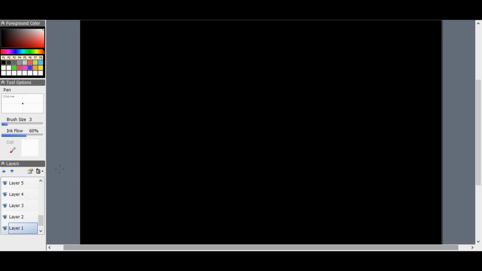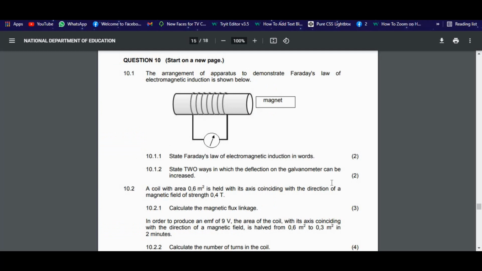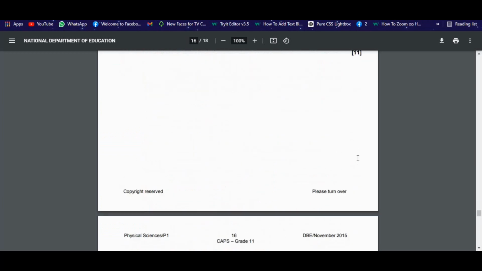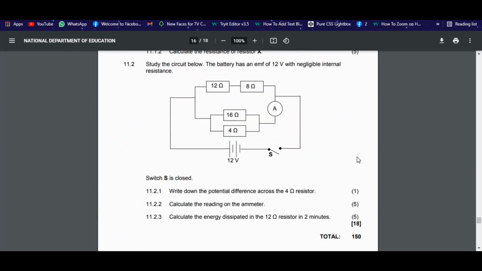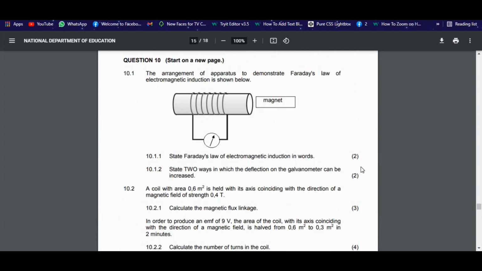Okay, so I'm just going to get the physical science grade 11 paper open here, in a new tab. Let's have a look at question 10 first, which is electromagnetism, and then we'll move straight on into the electric circuit question, which is just at the bottom, and that'll be the end of the paper. So we cover two sections in one.